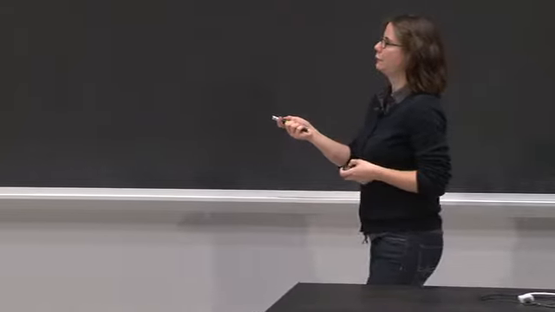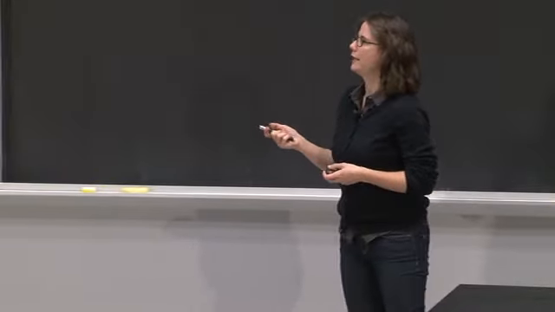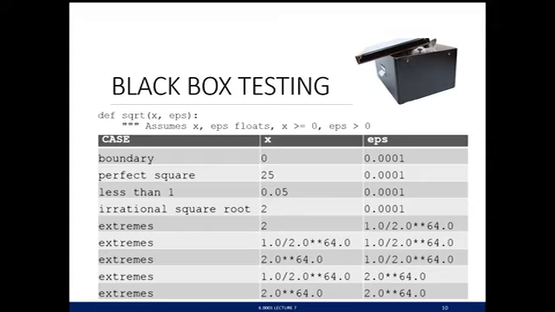So for this particular function, here's a sample set. We check the boundary. We check perfect squares. We can check some number that's less than 1. We can check maybe irrationals. And then you do extreme tests.